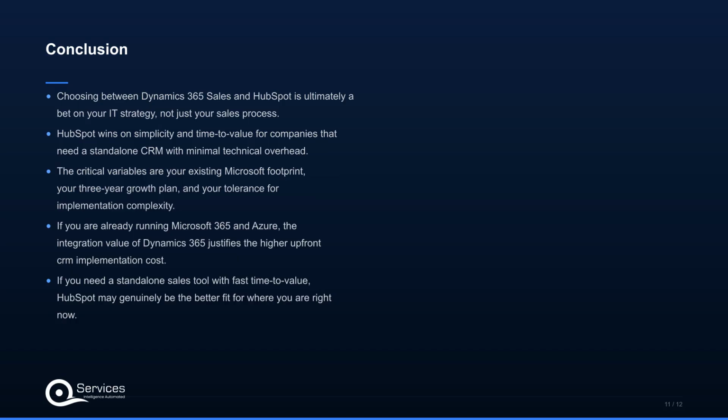The critical variables are your existing Microsoft footprint, your 3-year growth plan, and your tolerance for implementation complexity. If you are already running Microsoft 365 and Azure, the integration value of Dynamics 365 justifies the higher upfront CRM implementation cost. If you need a standalone sales tool with fast time to value, HubSpot may genuinely be the better fit for where you are right now. For companies leaning toward Dynamics 365, the next step is scoping a proper implementation with a certified partner who can map your specific business processes to the right D365 modules. Get that scoping conversation right, and the platform will serve your business well for a decade.